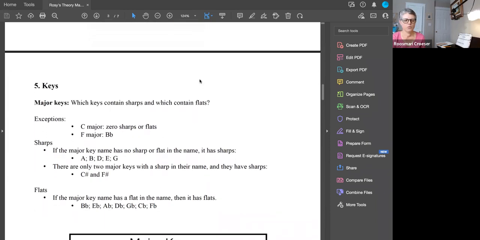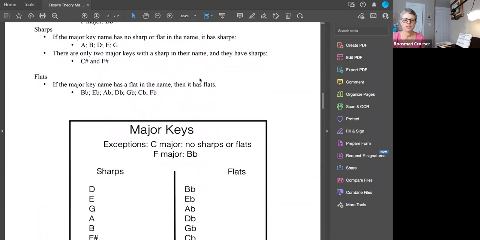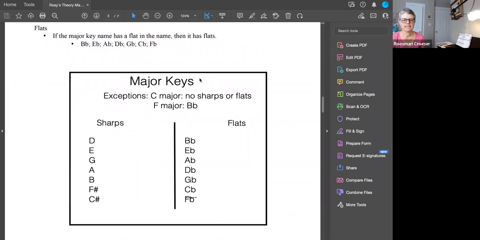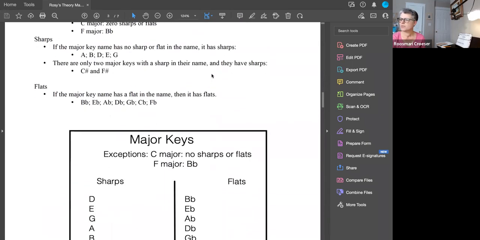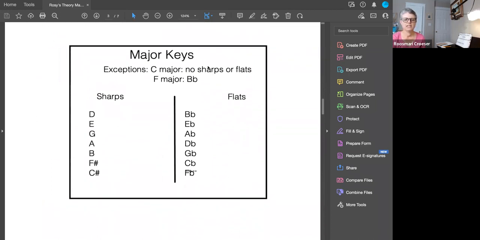I am going to go one more step. I'm going to talk about major keys and knowing which ones have sharps and which ones have flats. Basically, first of all, you need to know that there are two exceptions to what I'm going to tell you. First of all, C major has no sharps or flats, and F major has a B flat.